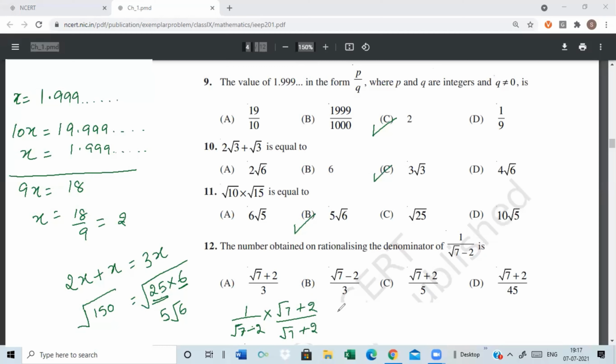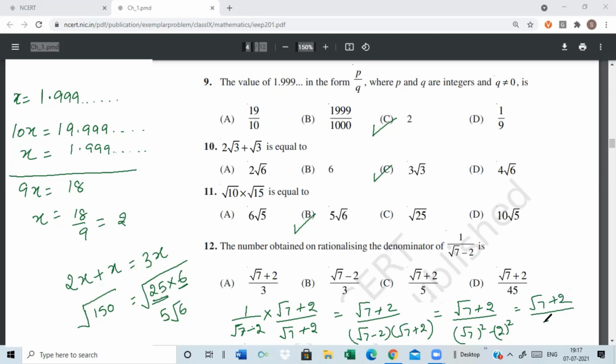So this root 7 plus 2 is called the conjugate of root 7 minus 2. We'll multiply and divide so that there is no net change in the value of the number. So when we multiply, we get root 7 plus 2 in the numerator and in the denominator, we get root 7 minus 2 times root 7 plus 2. If you simplify this, the denominator is root 7 squared minus 2 squared, which is 7 minus 4, which is 3. So the answer is root 7 plus 2 divided by 3, which is option A, right? Okay.